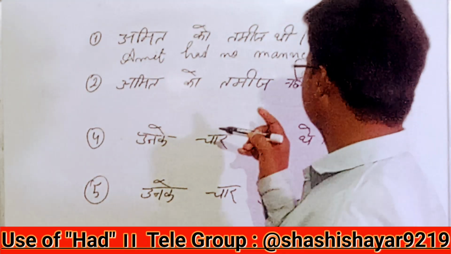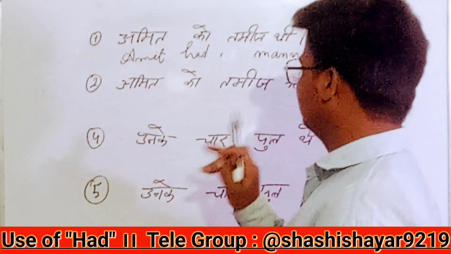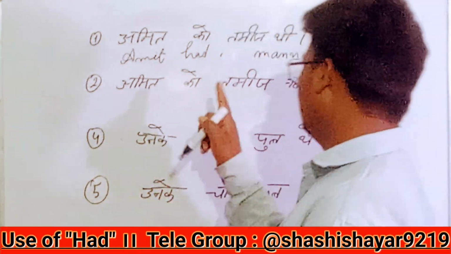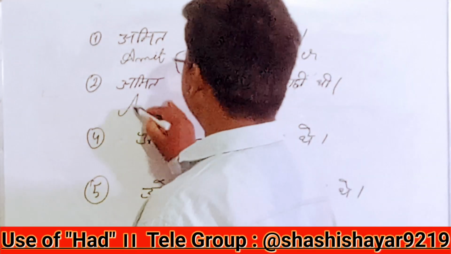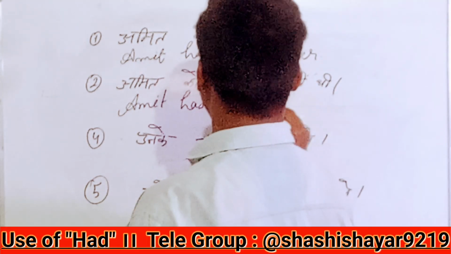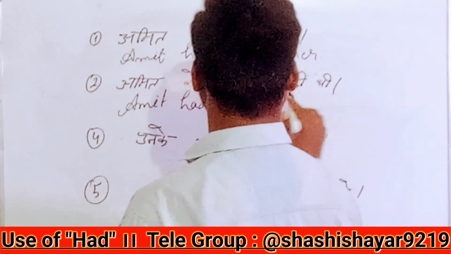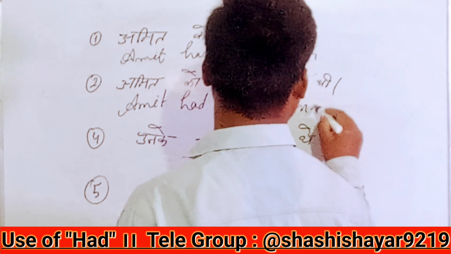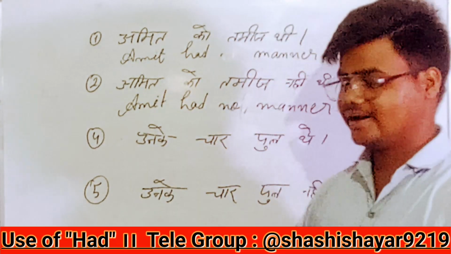Amit को तमीज थी. Amit had manner. Okay. Amit को तमीज नहीं थी. Amit had no manner.